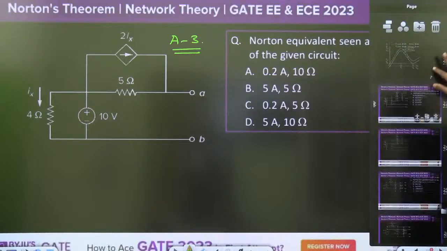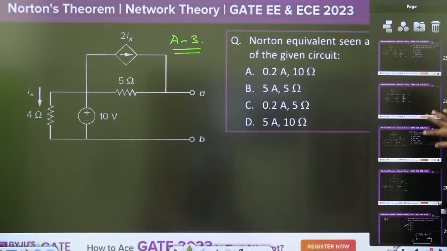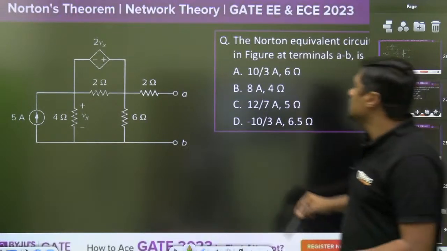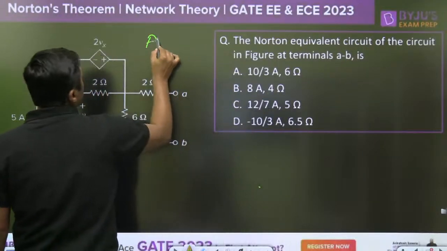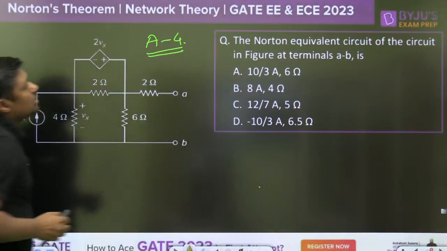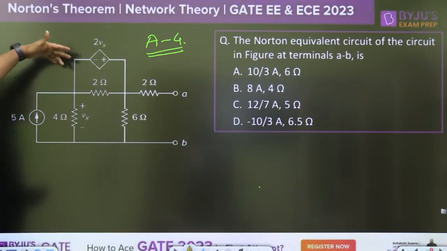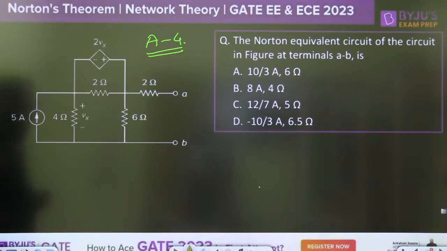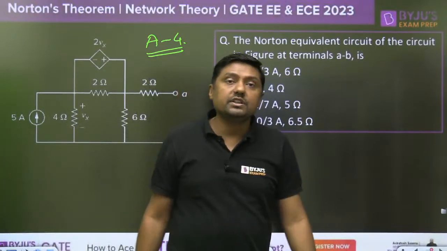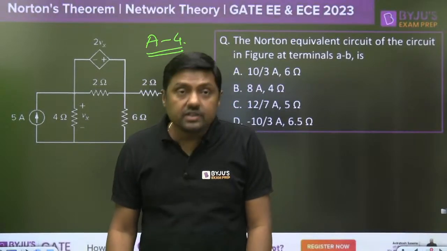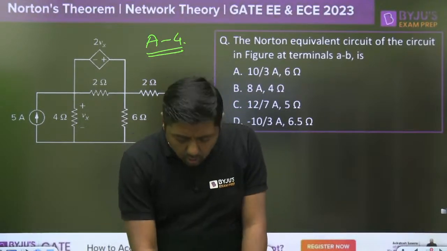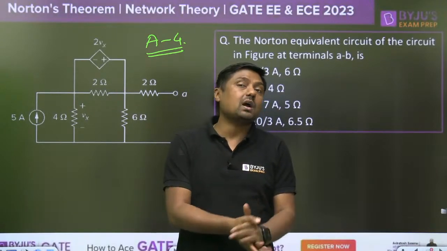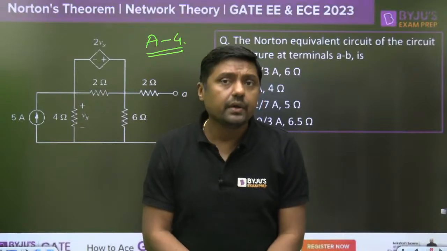Last one. That is the assignment number 4. The Norton's equivalent circuit of the figure: 2Vx, 2 ohm, 2 ohm, 6 ohm, Vx and 5 ampere. You have to find the Norton's equivalent of this circuit. If you solve these 4 numericals, you are going to get command over Thevenin's as well as Norton's theorem.